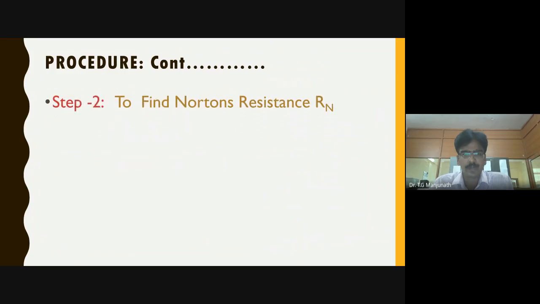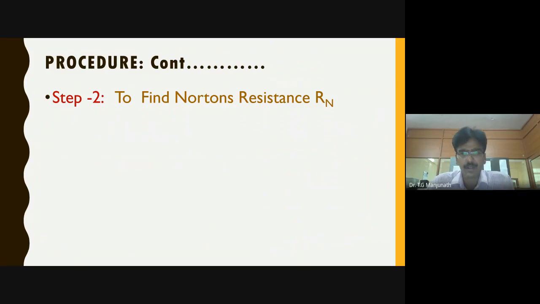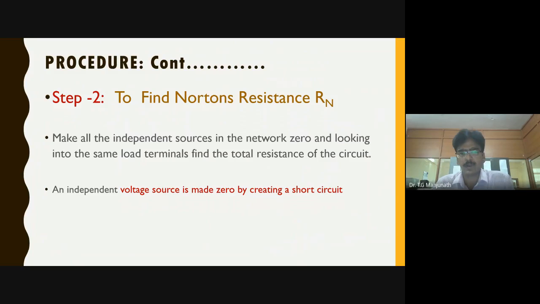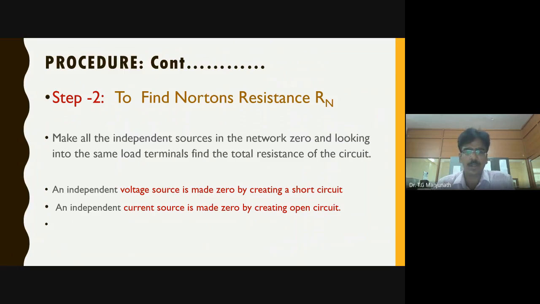Next, second step is you have to find the Norton's resistance. The procedure for finding Norton's resistance is similar to Thevenin's resistance. What you did in Thevenin's resistance, you have made all the independent sources zero. This procedure is applied only when the network consists of independent sources. The voltage source is made zero by creating a short circuit, and the current source is made zero by creating an open circuit.